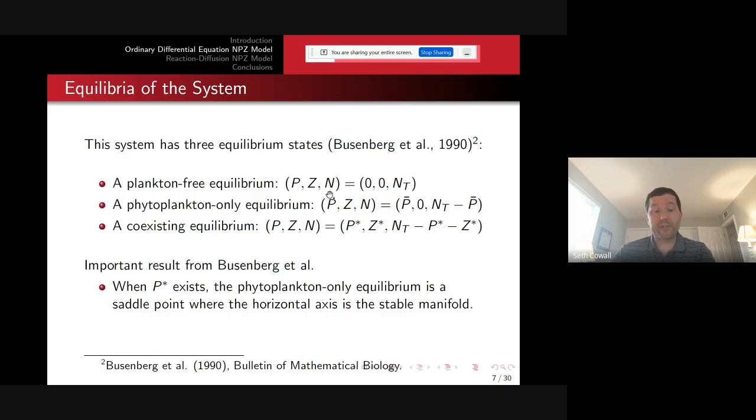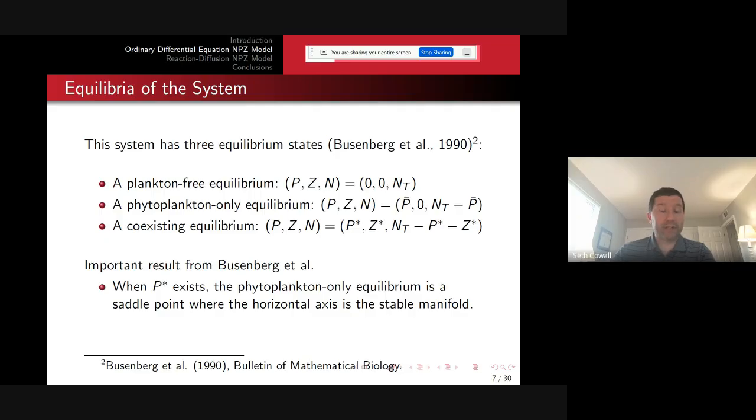They found three equilibria. One would be a plankton-free equilibrium, or if we want to call it an extinction state, where there's no phytoplankton, no zooplankton. A phytoplankton-only equilibrium, where the phytoplankton get the ocean to themselves, a positive constant for phytoplankton and no zooplankton. And a coexisting equilibrium. We consider this a balanced ecosystem where we have positive constants for phytoplankton and zooplankton.